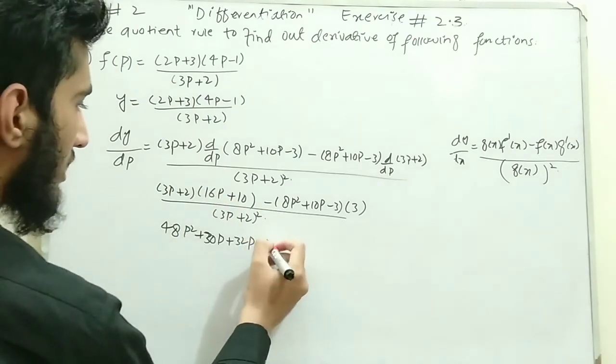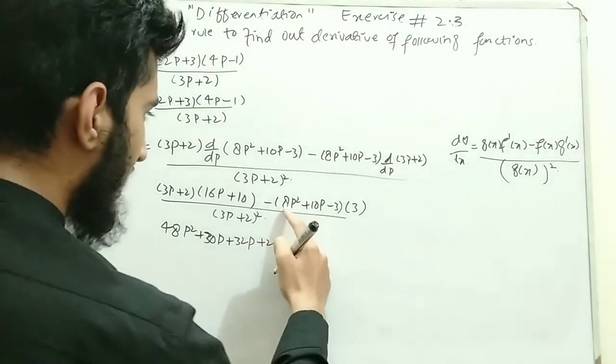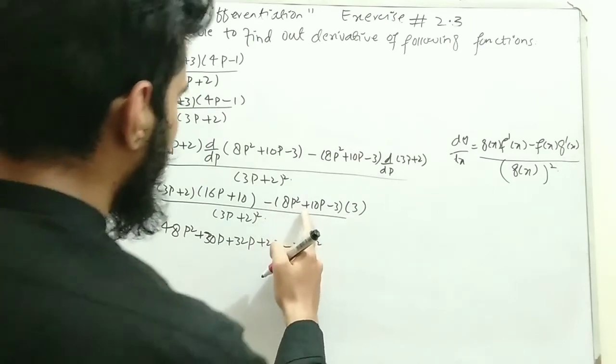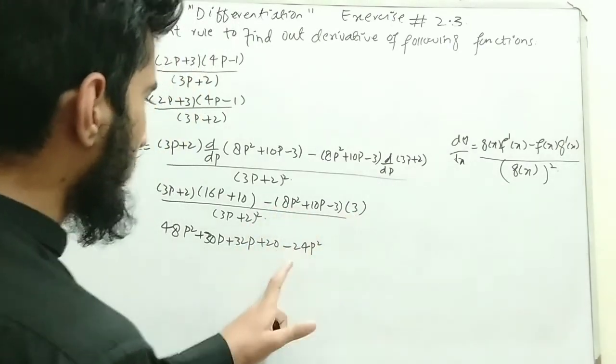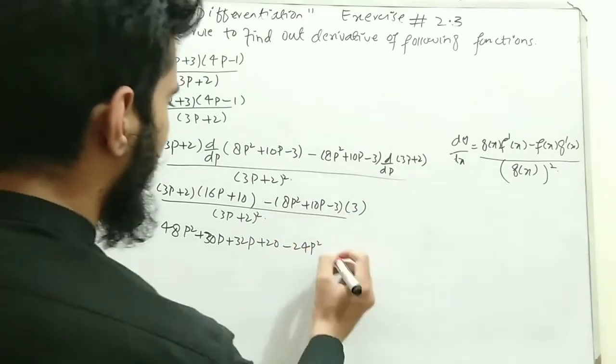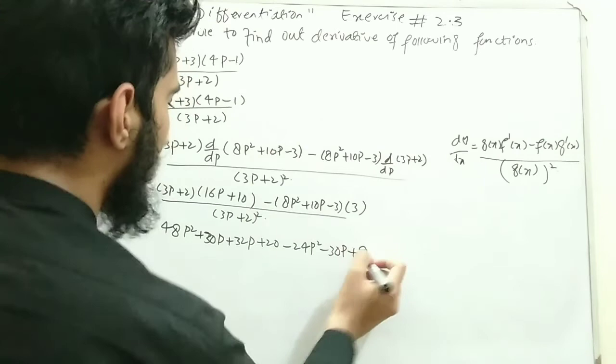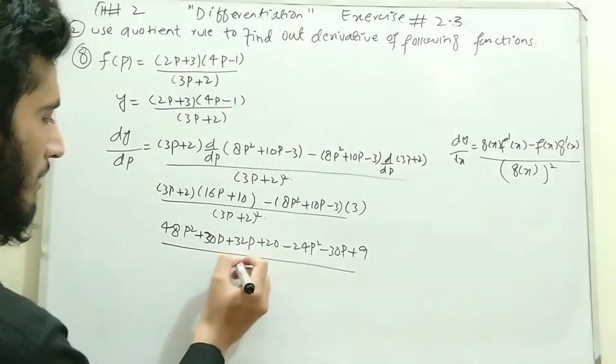2 multiply 10 gives us 20, and after this minus 8 and multiply 3 gives us minus 24p², minus 10p multiply 3 gives us minus 30p, and minus minus gives us plus 3 multiply 3 gives us a value 9, whole divided by (3p + 2) whole square.